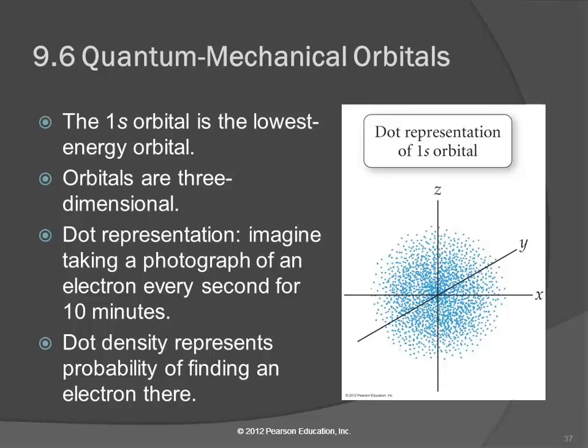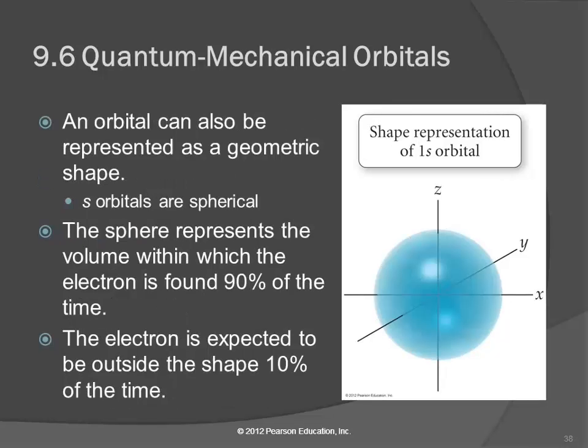So we can represent orbitals as these dot representations. We can also represent them as geometric shapes. The s orbitals are spherical, so they're shaped like a ball. And so we can illustrate the shape of it like this. Now, it's important to understand that this is not a container, okay? This is not saying that the electron is inside of that. That's a representation of the distribution. And so we expect the electron would be found inside of that volume 90% of the time, but 10% of the time we would fully expect it to be outside.